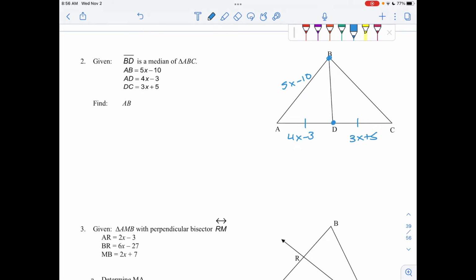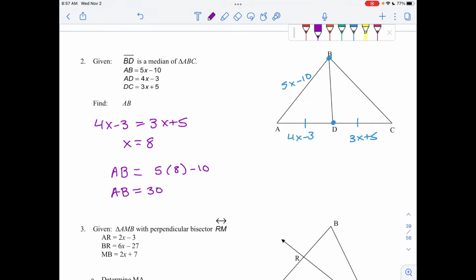And because I've already marked that these are congruent quantities, I can see my equation very easily, which is that 4x minus 3 is equal to 3x plus 5. Those are equal quantities because of the median's properties. And when I solve that, I get x equals 8. It asks me to find AB, so I take that expression for AB and substitute my x, and that gives me AB must be 30 units long.